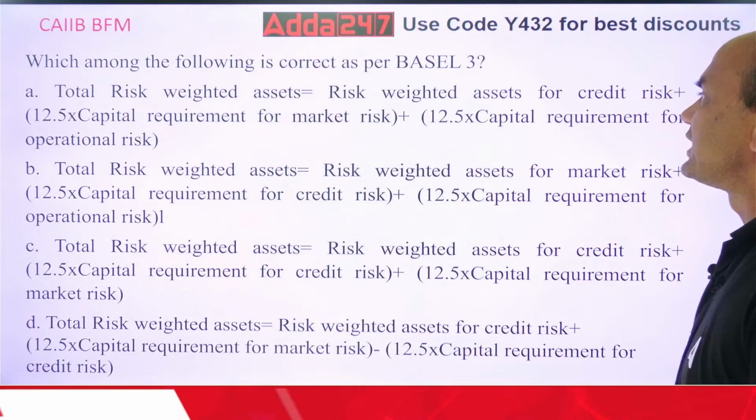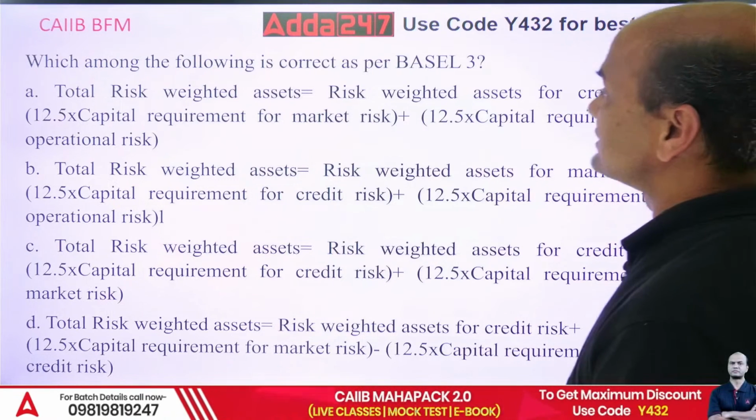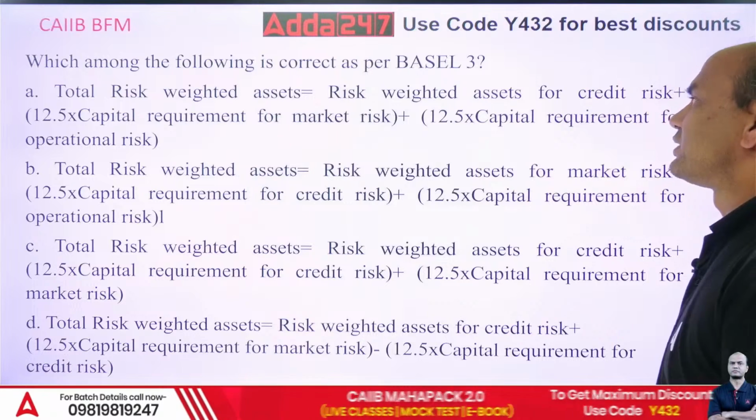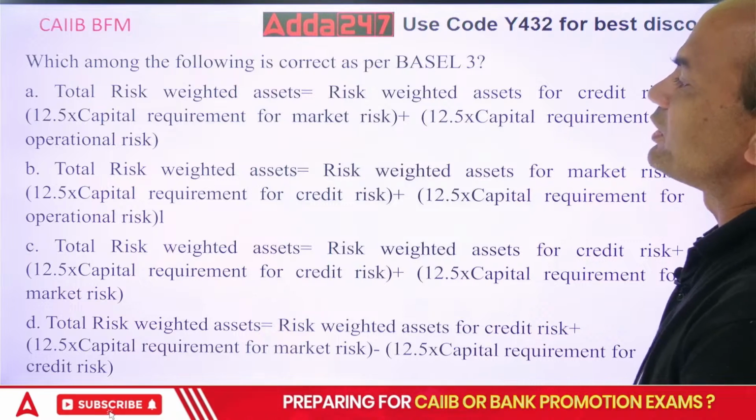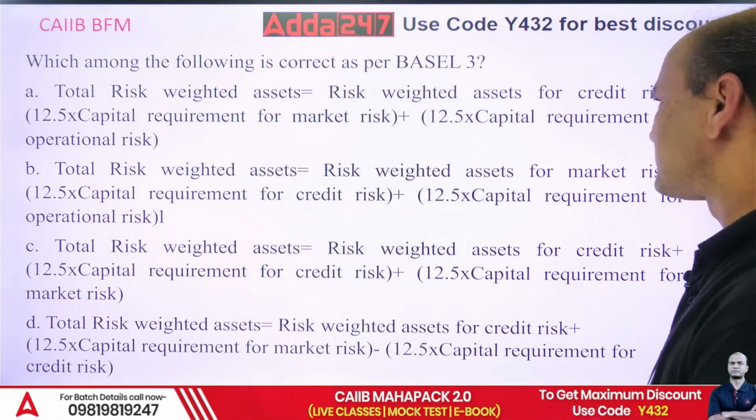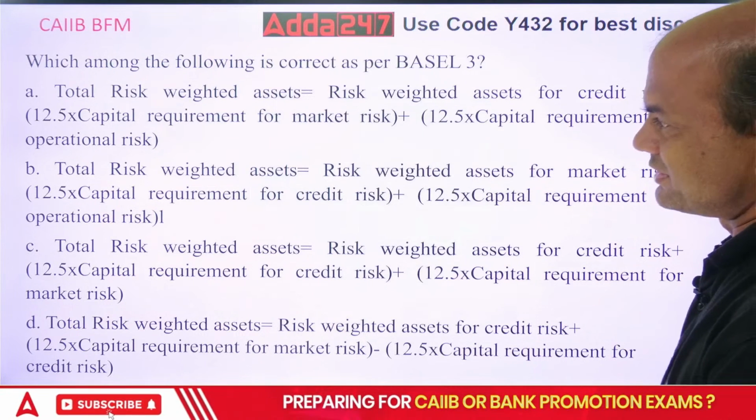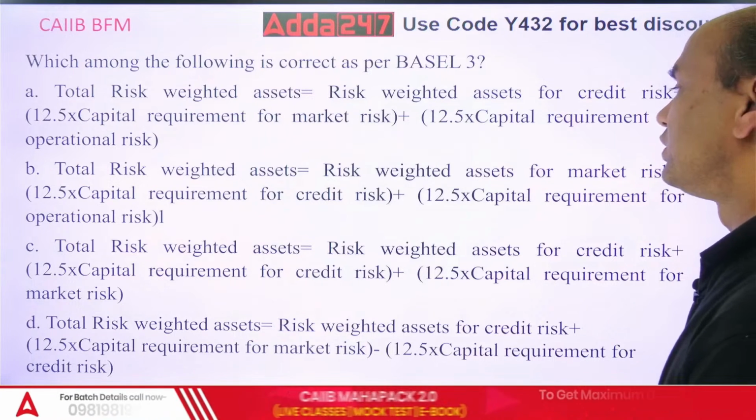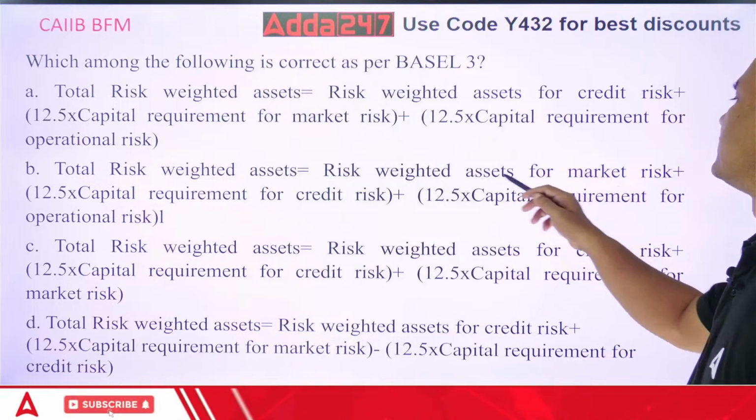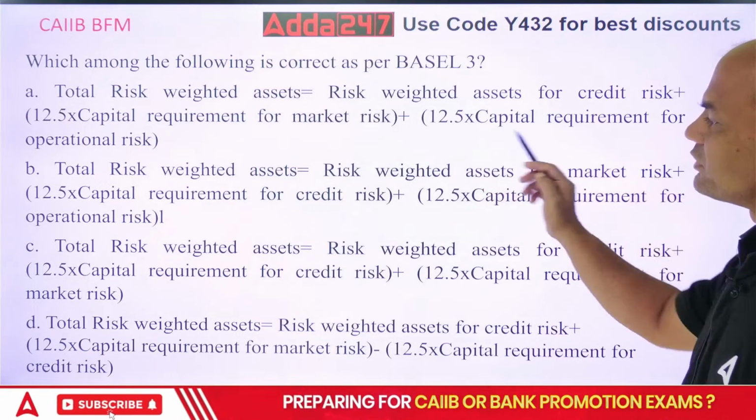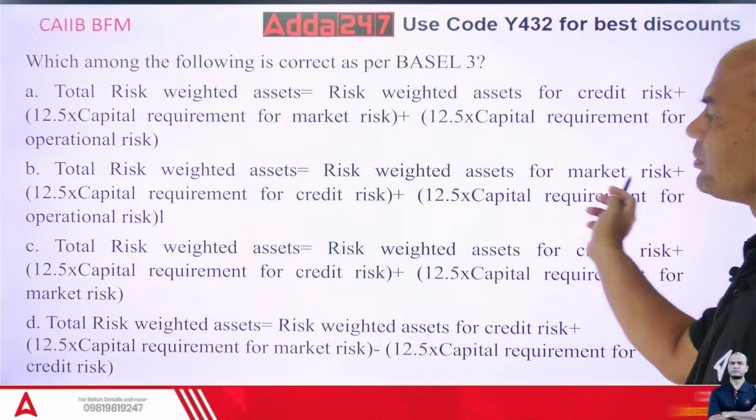Which among the following is correct as per Basel 3? A. Total risk weighted asset equals risk weighted asset for credit risk plus 12.5 into capital requirement for market risk plus 12.5 into capital requirement for operational risk. B. Total risk weighted asset equals RWA for market risk plus 12.5 into capital requirement for credit risk plus 12.5 into capital requirement for operational risk.